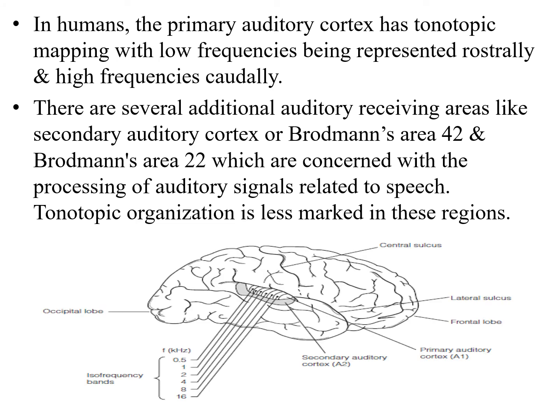This is a schematic diagram. You can see the primary auditory cortex area 41 or A1 is marked, and it is subdivided on the basis of what type of tones is perceived by which areas. As I have said, the low frequencies are represented rostrally, means towards the top, and the higher frequencies are represented caudally, that is near the bottom. Also here you can see the secondary auditory cortex is also marked.